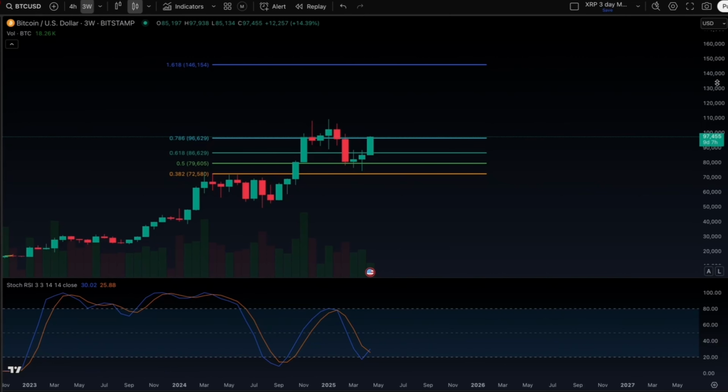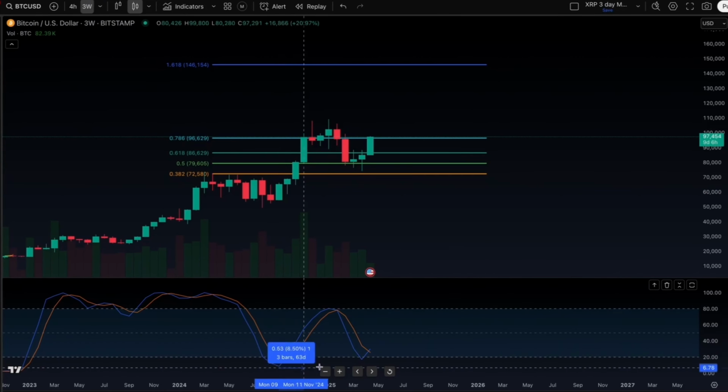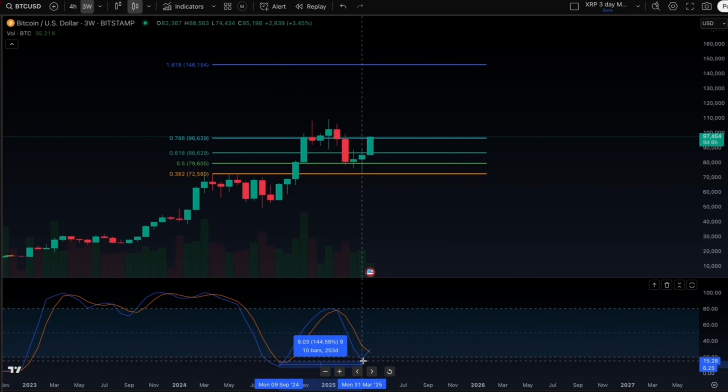In today's video, we're going to be looking at the Bitcoin chart, specifically on the 3 weekly, before jumping into shorter time frames. Taking a look at the stochastic RSI at the bottom, we can see that we've just got a stochastic RSI cross. This is very, very bullish because the last time that we had this was roughly about 203 or 224 days ago.